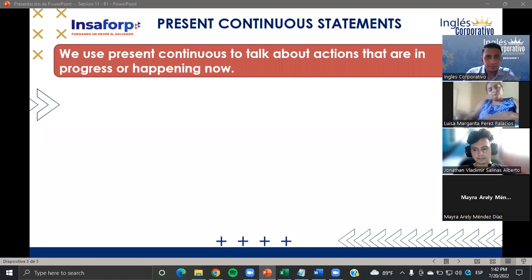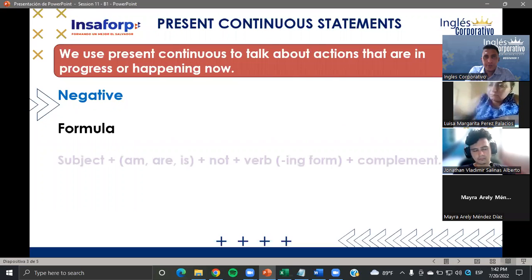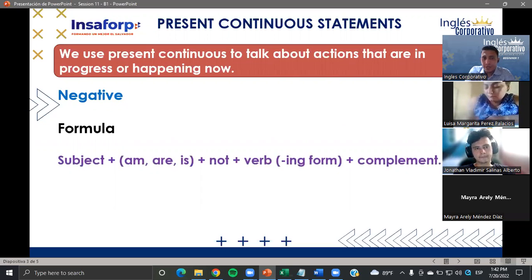In negative, very good, madam. In negative, the formula is similar, but we use not. Subject plus verb be, am or is, plus not, plus verb in ing form, and the complement. We always use a verb in ing. Siempre utilizamos el verbo ing.